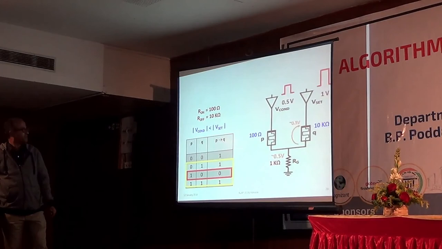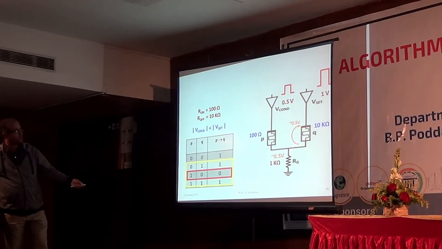This is what I said. This, if this is 0.5, so it will be approximately 0.5. So the drop, if it is 1 volt, approximately 0.5 volt. This cannot switch, so it will remain at 0.